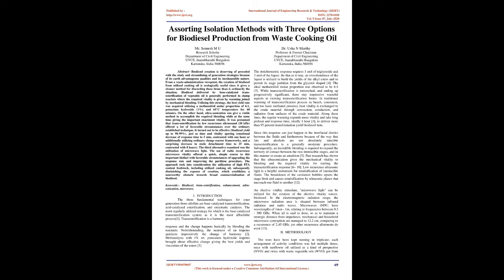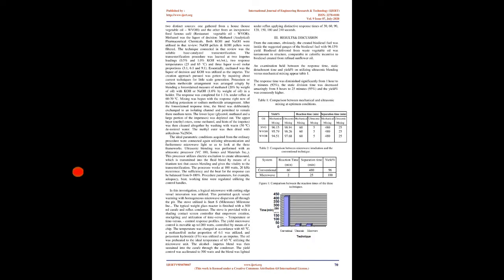Since this response can just happen in the interfacial district between the fluids and furthermore because of the way that fats and alcohols are not absolutely miscible, trans-esterification is a generally moderate procedure. Subsequently, an incredible blending is required to expand the territory of contact between the 2 immiscible stages, and in this manner to create an emulsion 5. Past research has shown that the ultrasonication gives the mechanical vitality to blending and the required vitality for starting the trans-esterification response 6:10. Low recurrence ultrasonic light is a helpful instrument for emulsification of immiscible fluids. The breakdown of the cavitation bubbles upsets the stage limit and causes emulsification by ultrasonic planes that encroach one fluid to another 12.